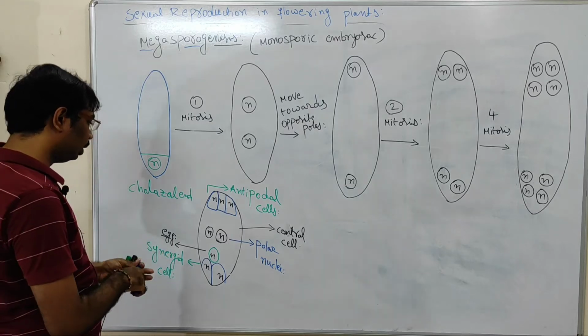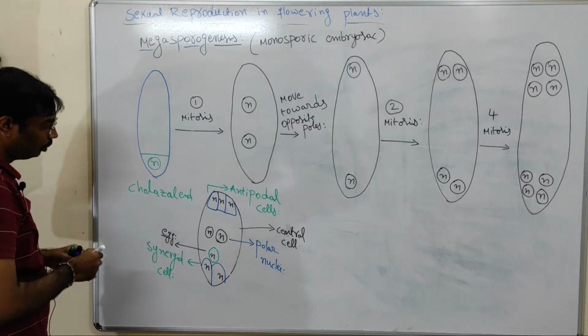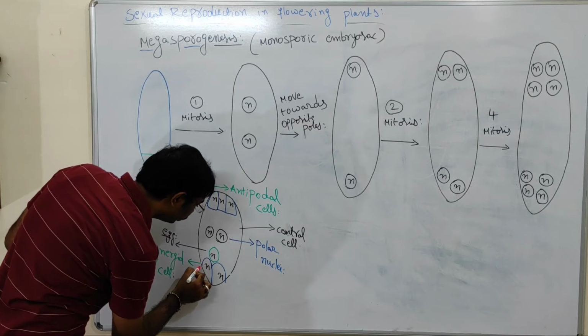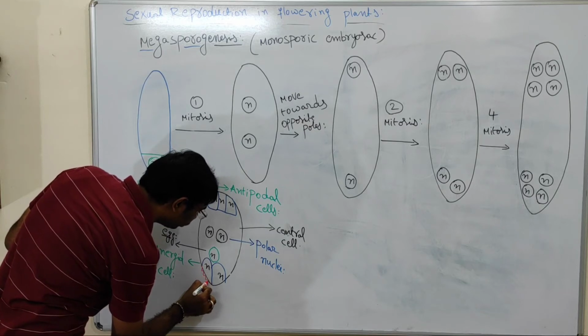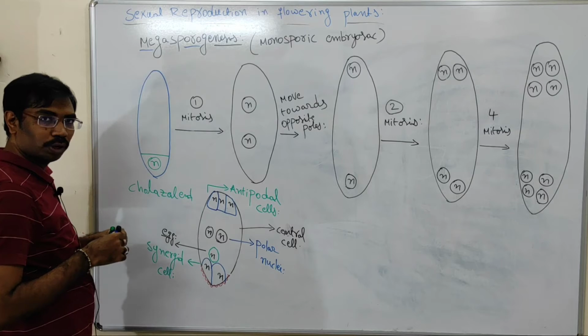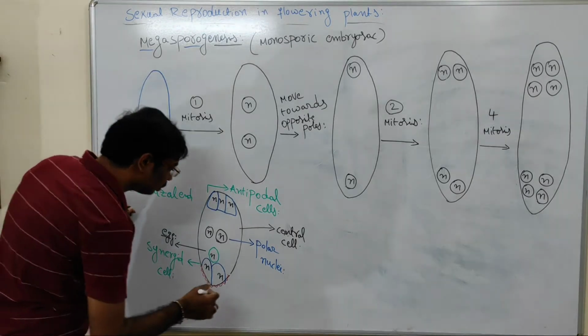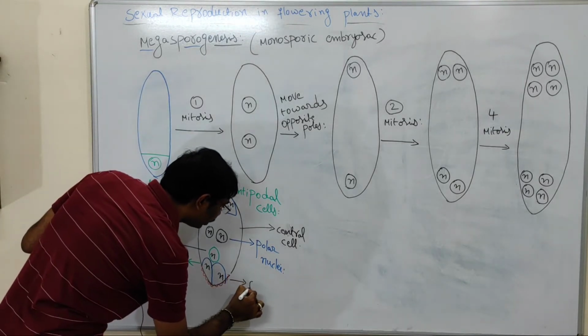See here, in the downside, at the micropylar end of the embryo sac, this region contains one apparatus. That apparatus is called the filiform apparatus.